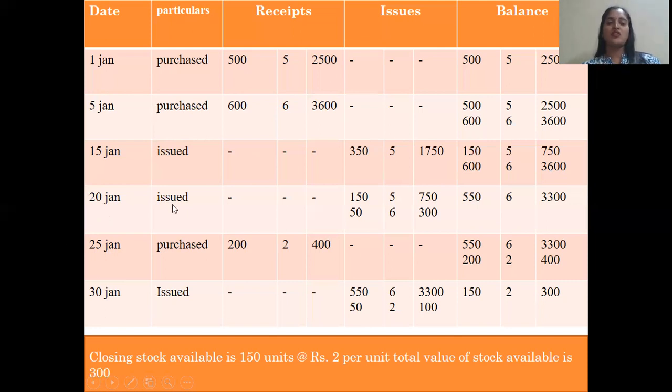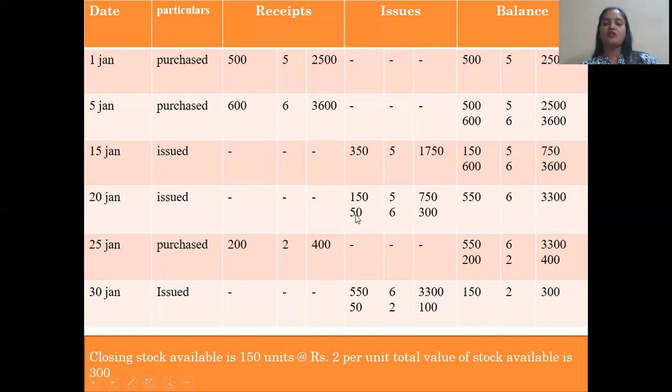On 20th Jan, issued. See here, how many units have been issued? 200 units have been issued. Now, what is the balance available? 150 units and 600 units. First in, first out. So, issue 150 units from the first lot. So, 150, 5 and 750. Now, see how many should be issued? 200. Only the first lot has been issued, so from another lot, how many units were there? 600 was there. Out of 600, issue 50. Now, after issuing 50 units, the cost per unit is 6, amounted to 300.